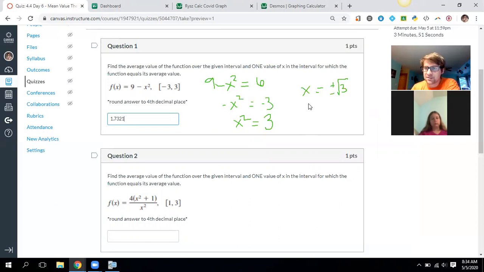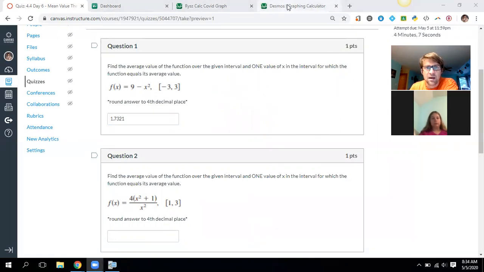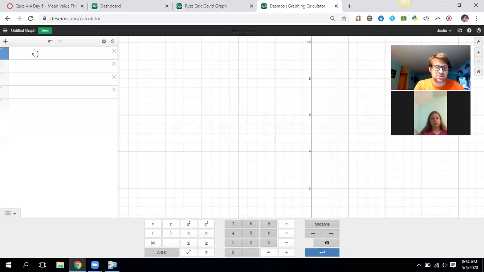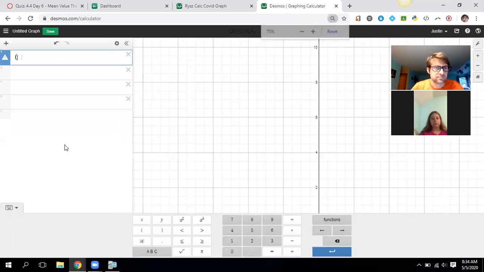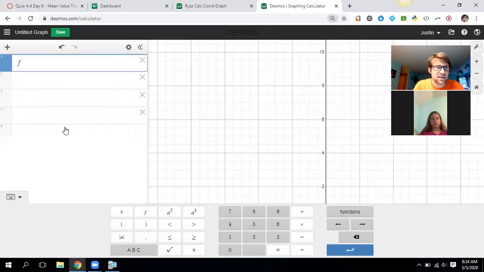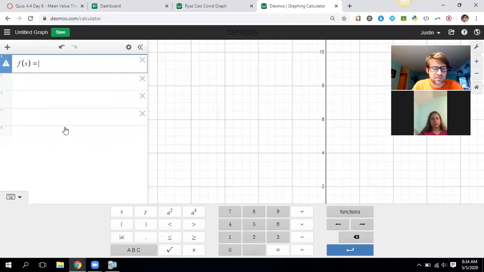Now I want to show you this problem again, but using Desmos. I know Desmos is kind of good and kind of bad sometimes, but this is actually not too bad with Desmos, and I can do a couple things to help clear up what we've been doing. So I'm going to clear all my drawings, go to Desmos, and type in the equation: f of x equals 9 minus x squared.